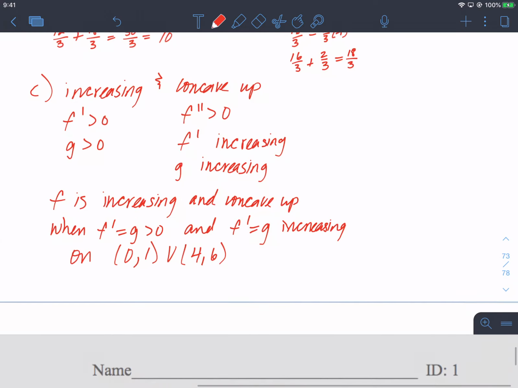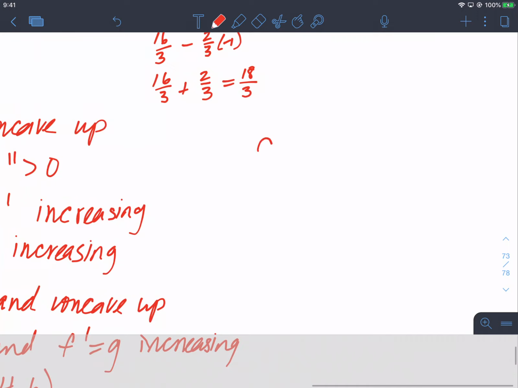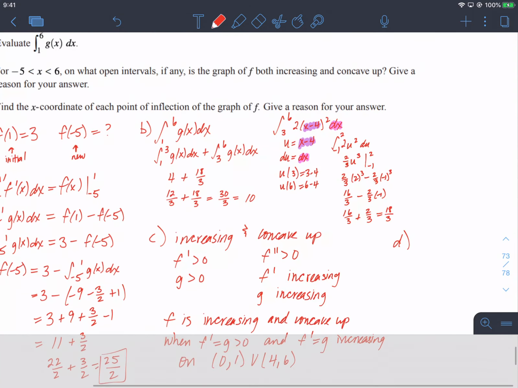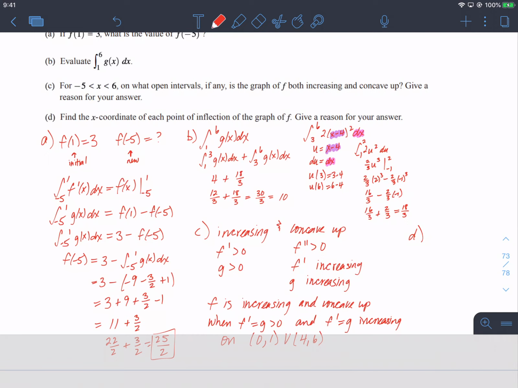Okay, part D. Part D says, find the x-coordinate of each point of inflection of the graph of f. Give a reason for your answer.